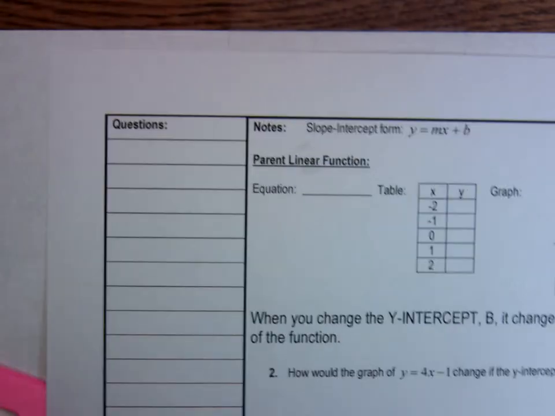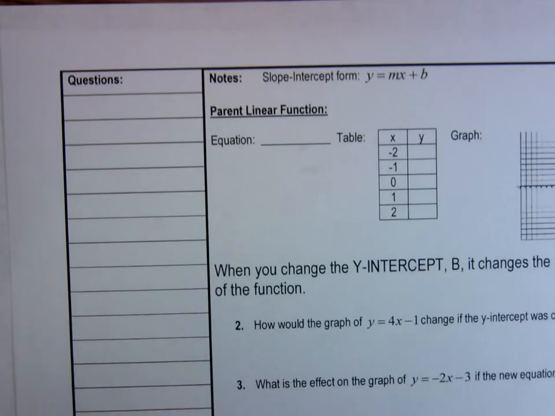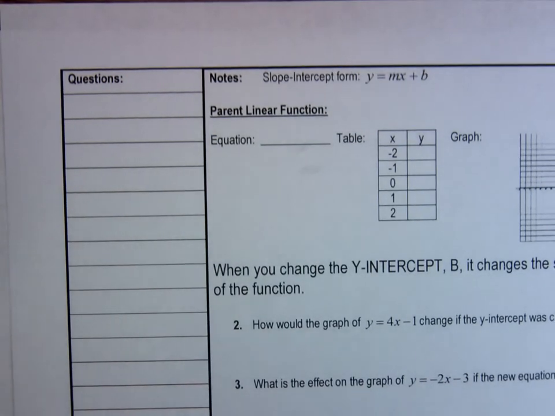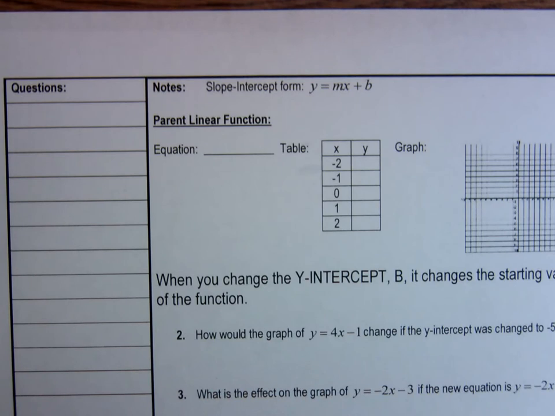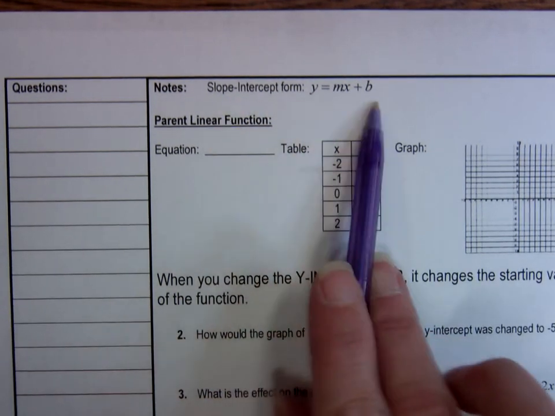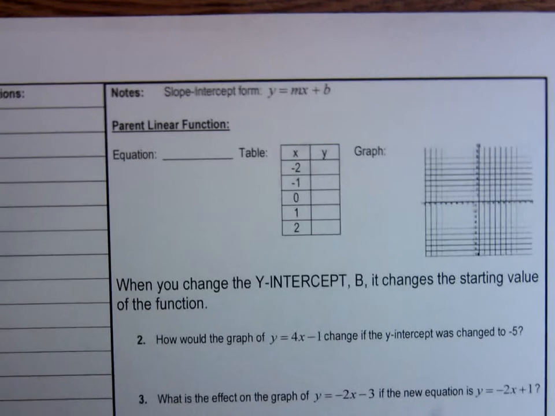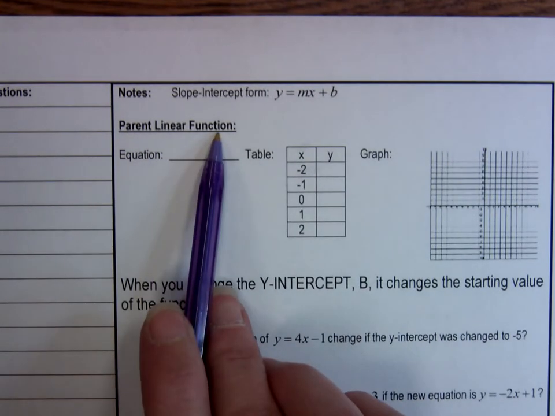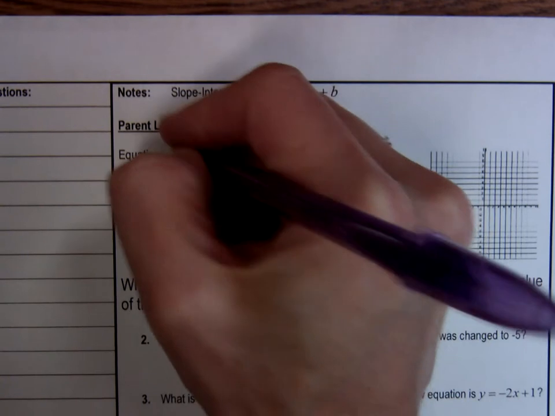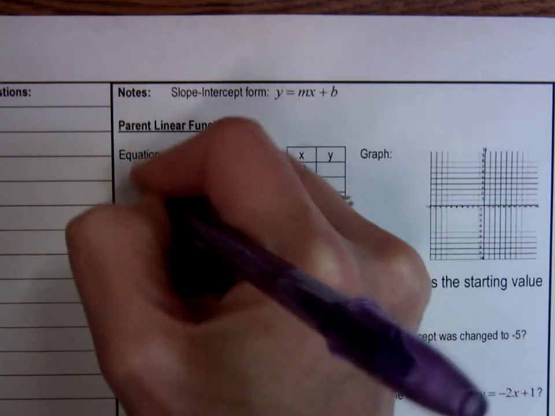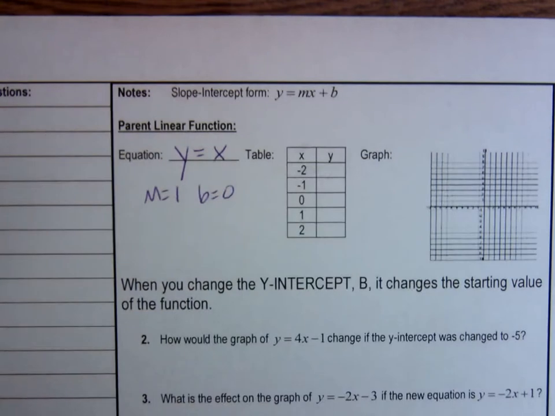All right, let's move on to the next page. On the next page, just like when we did on the changing m, we've gone now from a real-world example where it might seem a little bit easier to understand, now to just plain equations. So we're going to use that same thought process. Remember, we're talking about slope-intercept form. We've got y equals mx plus b, and it's asking for the parent linear function again. Remember that equation for the parent linear function is y equals x, where m is 1 and b is 0.